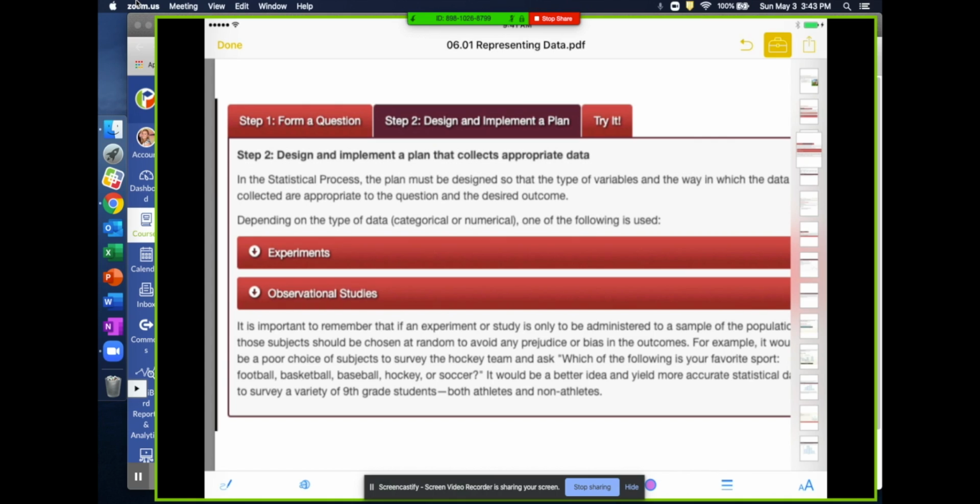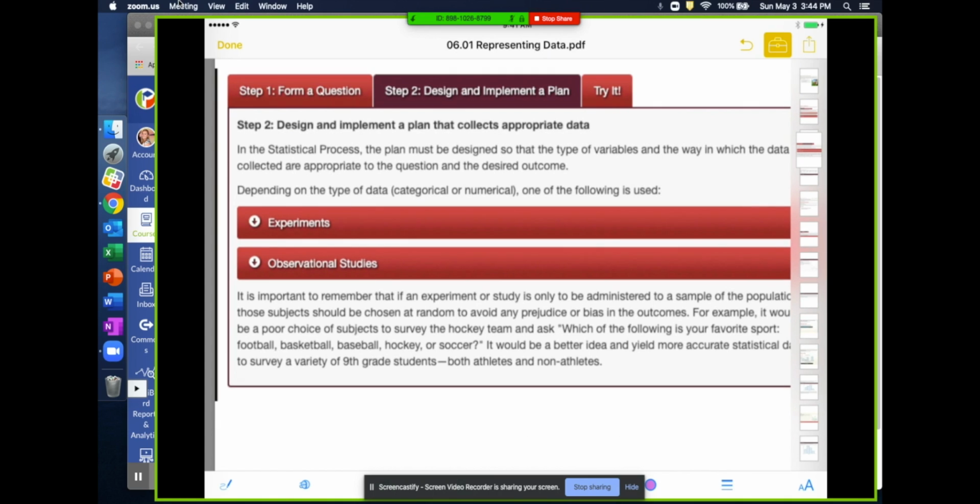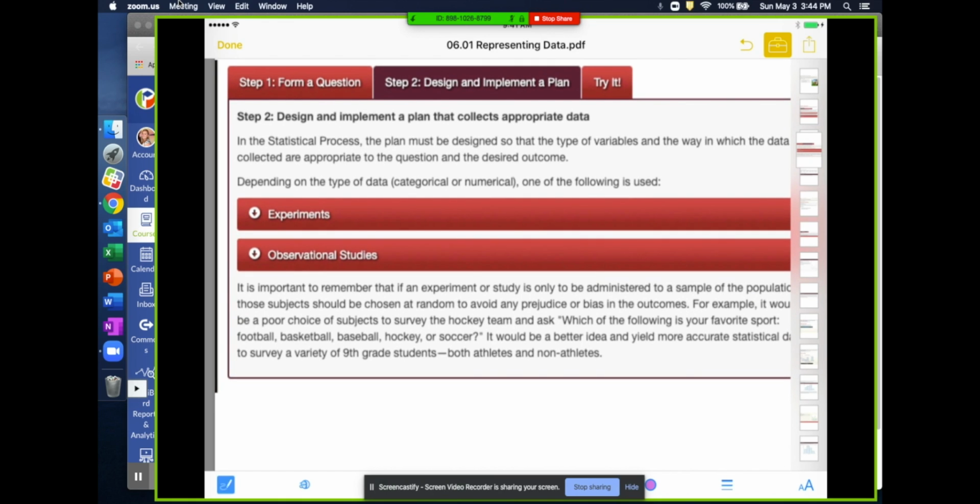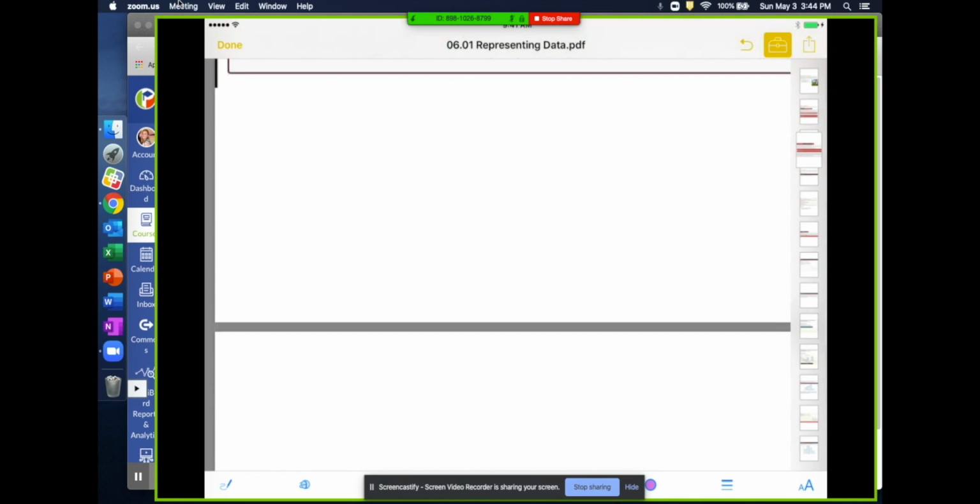All right, so after step one, after you've figured out your question and what kind of data you're going to calculate, you have to design and implement a plan that collects the appropriate data. So in the process, the plan must be designed. You have to figure out how you're going to graph it, what exactly you're going to collect, and that it's appropriate to the question and the outcome that you want.